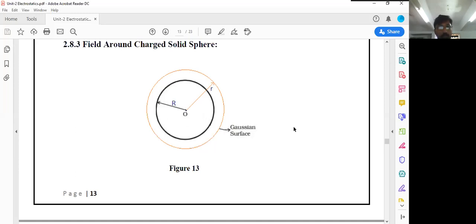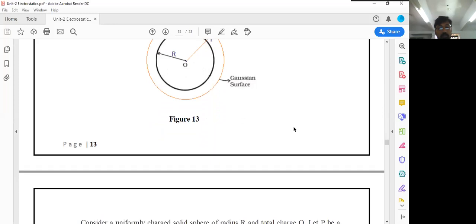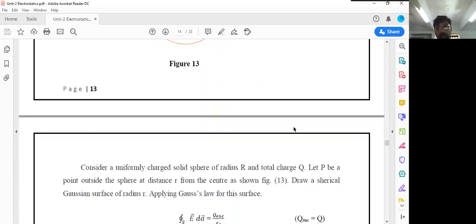Today we will discuss the field around a charged solid sphere. It is also a case of spherical symmetry, and for that consider a solid sphere with the charge distribution as shown in the figure. Consider a uniformly, continuously charged solid sphere of radius R, and the total charge on the solid is capital Q.